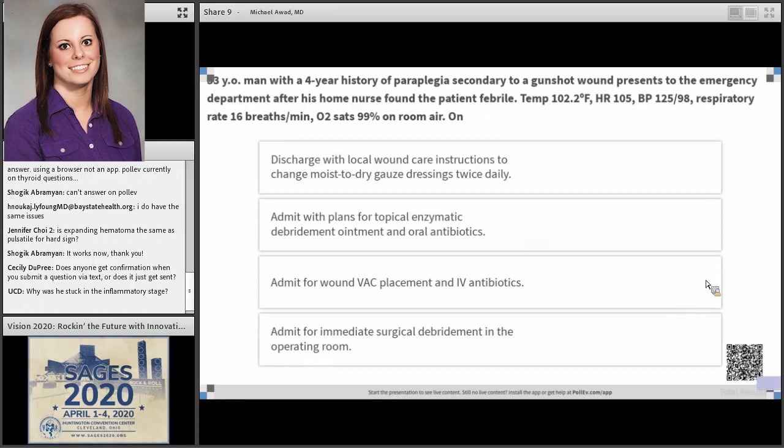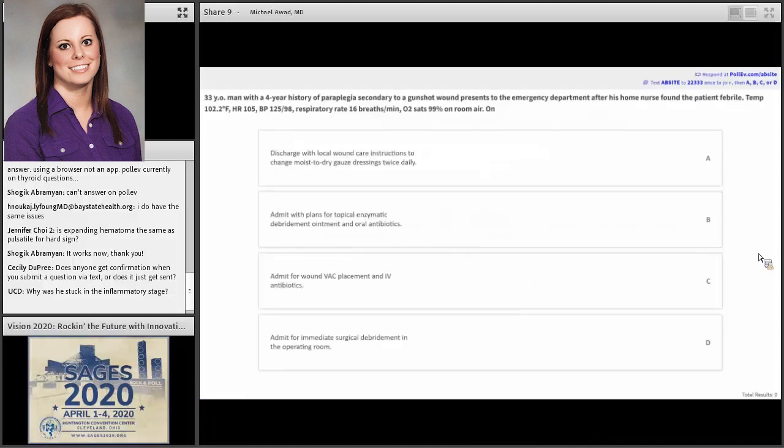Okay, a 33-year-old man with a 4-year history of paraplegia secondary to a gunshot wound presents to the emergency department after his home nurse found the patient febrile. The patient has a temperature of 102.2, a heart rate of 105, blood pressure of 125/98, respiratory rate of 16 breaths per minute, and an oxygen saturation of 99%. On physical examination, he is noted to have a 10 by 8 centimeter sacral decubitus ulcer to a subcutaneous tissue depth. The wound base is pale with fibrinous material, and when it is explored, a small amount of pus is expressed. What is the next best step?